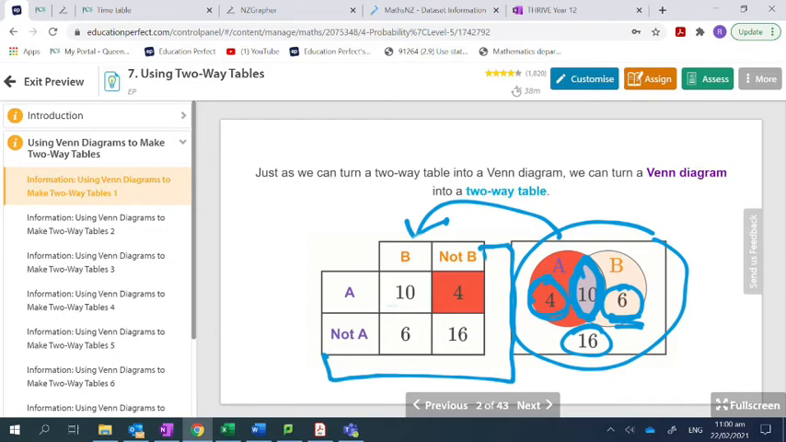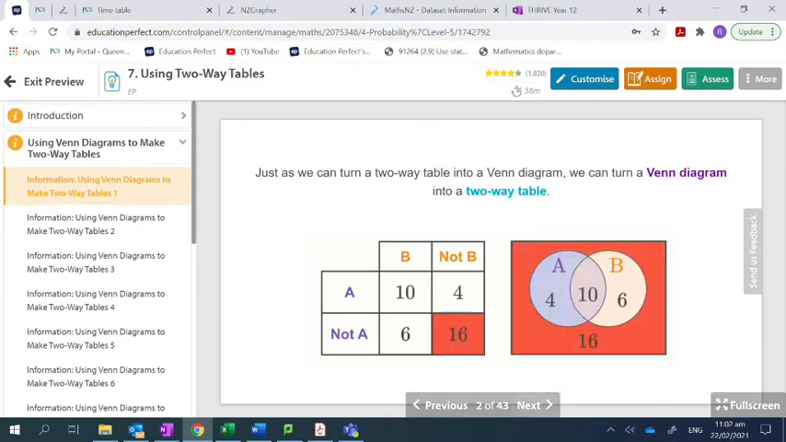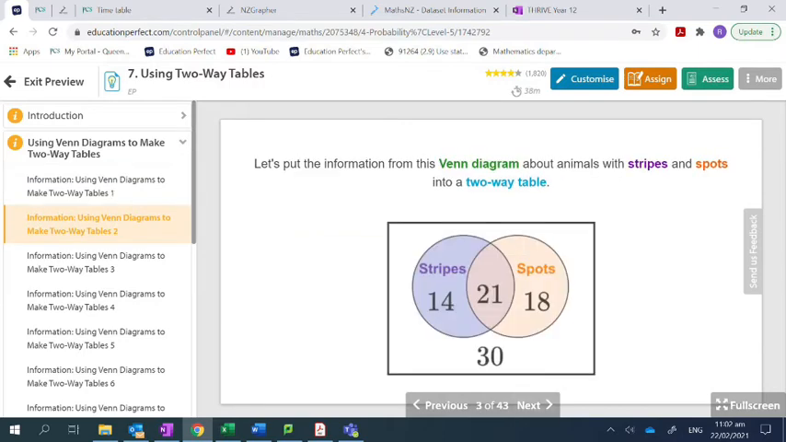The totals, right? Always make sure your totals are on there for every two-way table you do. They sometimes leave it off, but make sure for every two-way table you do, always put those totals in. They're critical to making it work. Okay? So, let's just do this one. About animals with stripes and spots, we're going to put it into a two-way table. We're going to just walk through this one together.